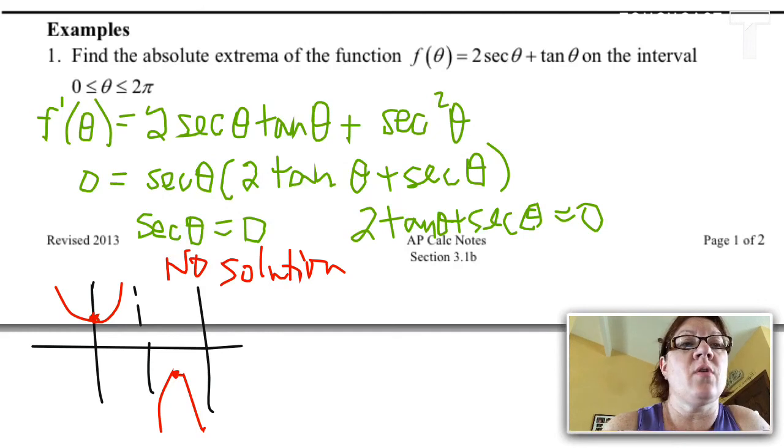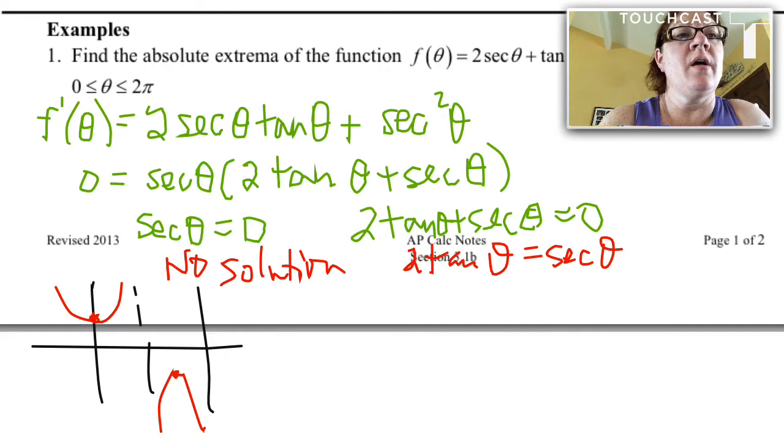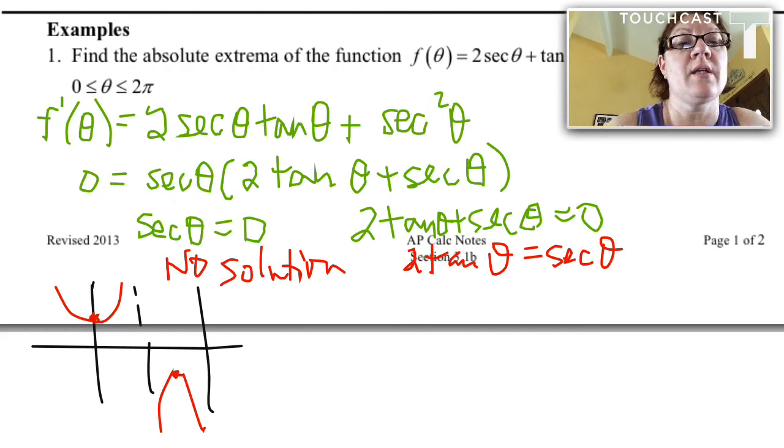And then on the other side, of course, I'll subtract secant. So I get 2 tangent theta equals negative secant. And then what do I want to do next? I don't know. Maybe that wasn't such a good idea, subtracting. Let me think. Pause. Because I can't divide by tangent of theta. I don't know if tangent of theta is 0. Sometimes tangent is 0. I'm going to move it back.